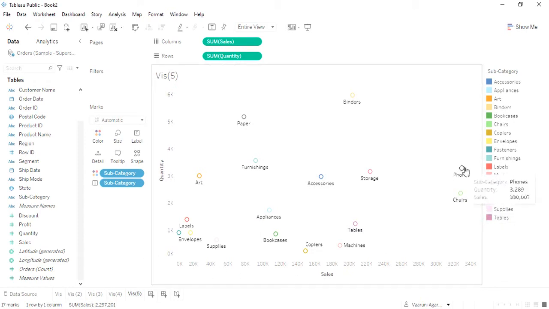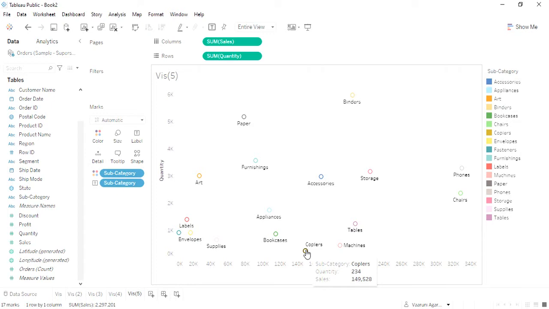Here we get that the phones gave us the maximum sales with a quantity of a little above 3000. However, the most sold item was binders, and they gave us a good amount of sales. The item that was least sold is the copiers, only 234 copiers were sold in total, and still they gave us pretty decent sales, right?